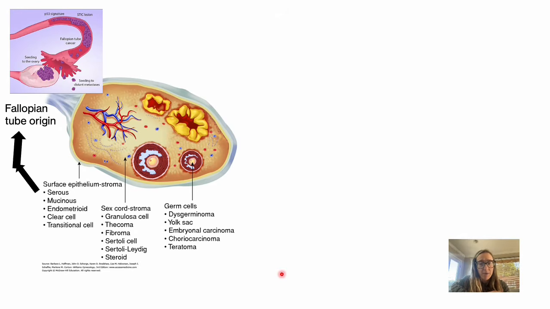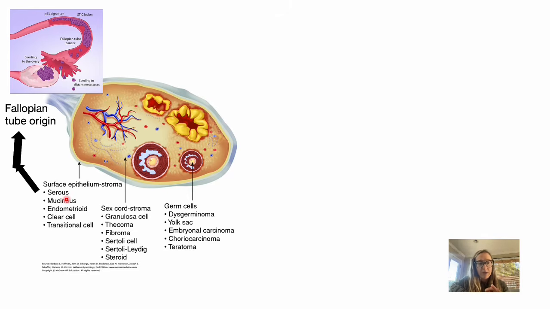This is a nice picture of an overview of the several types of ovarian cancers. Our most common being epithelial ovarian cancers, but then we also have sex cord-stromal and germ cell tumors. And this is kind of showing where each of those come from. And so we'll go over a broad overview of each of these.